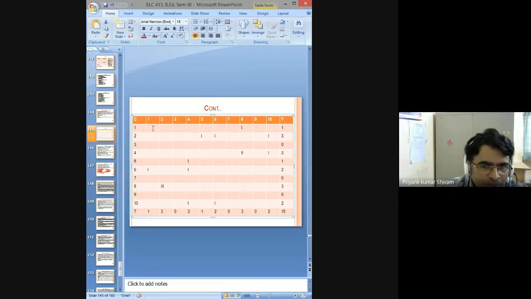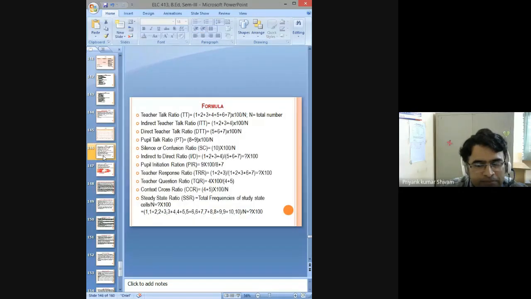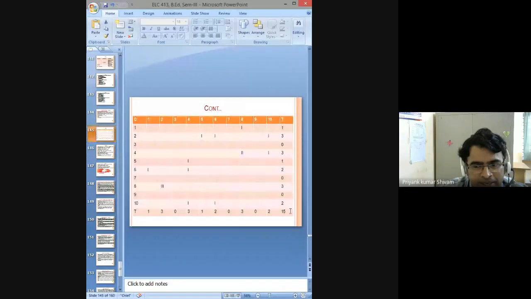1 1, the value here is 0. Again for 2 2, the value is 0. 3 3 value is 0. 4 4 value is 0. 5 5 value is 0. 6 6, what is the value? Then 7 7, 8 8, 9 9, 10 10. Okay Diksha, got it? Then that is divided by n equal to 15, that is given here, the 15.